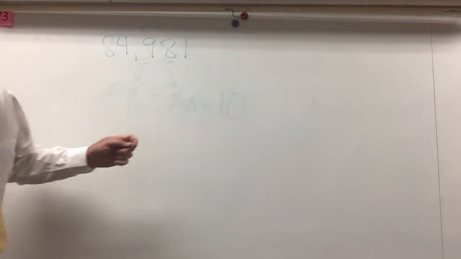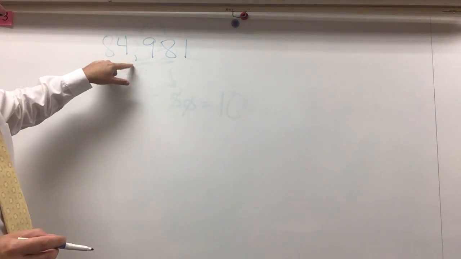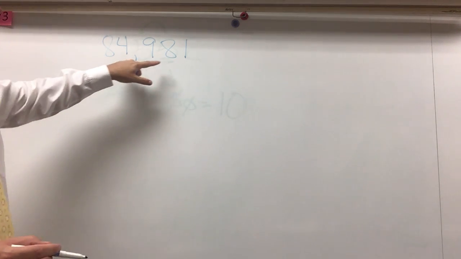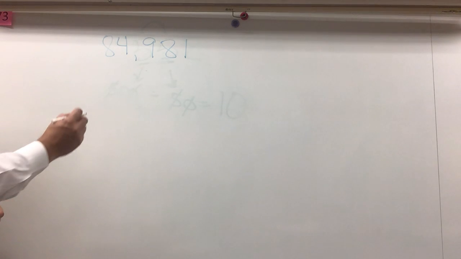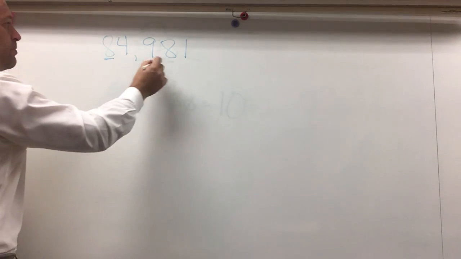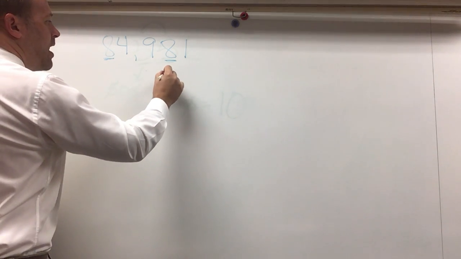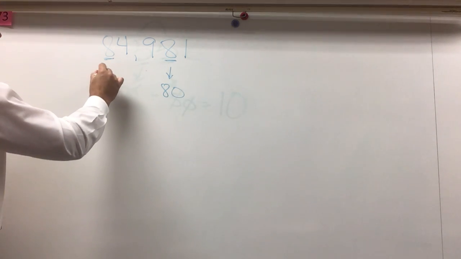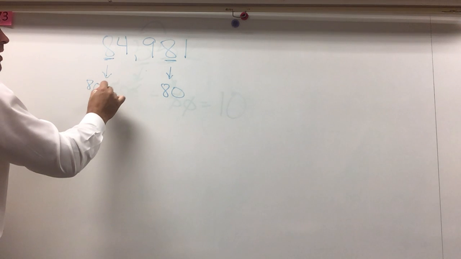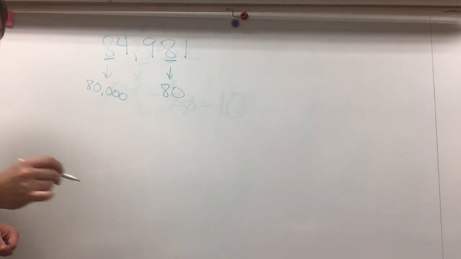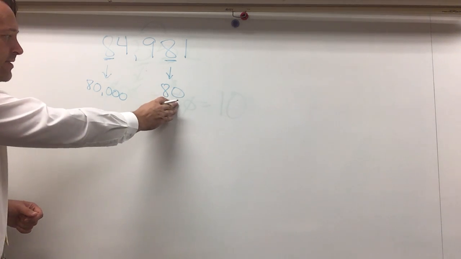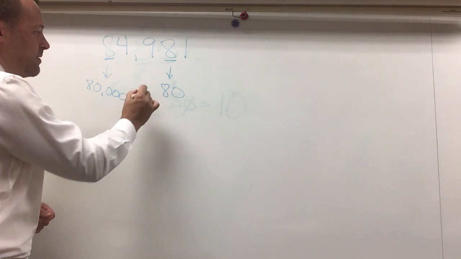Say that number with me if you can read it. 84,981. I've got 8s. I've got an 8 in the 10,000s place. I've got an 8 in the 10s place. I know the value is really worth 80 here. I know this value is really worth 80,000. Well, I really don't want to skip count by 80s up to 80,000, so I'm just going to divide.